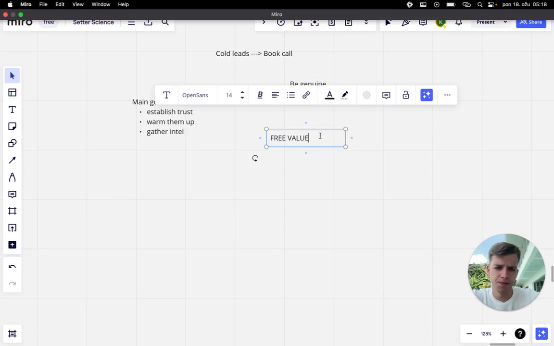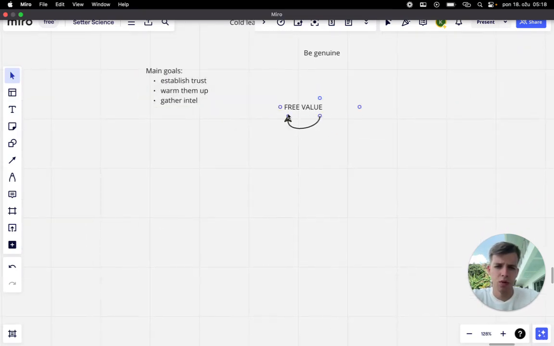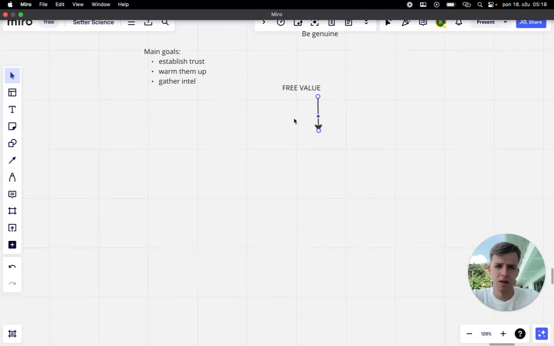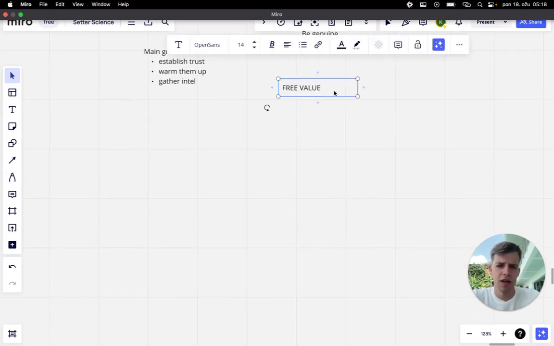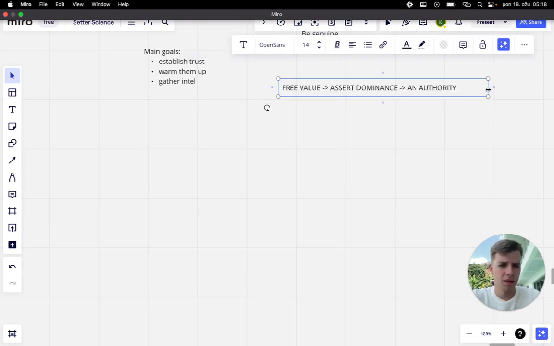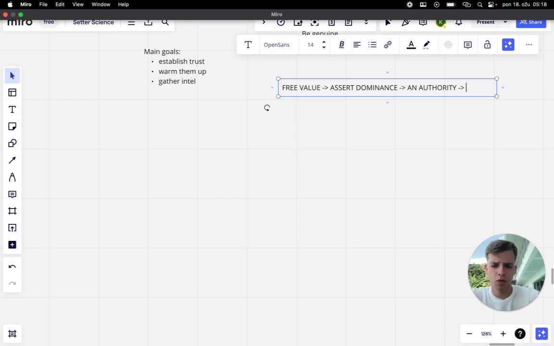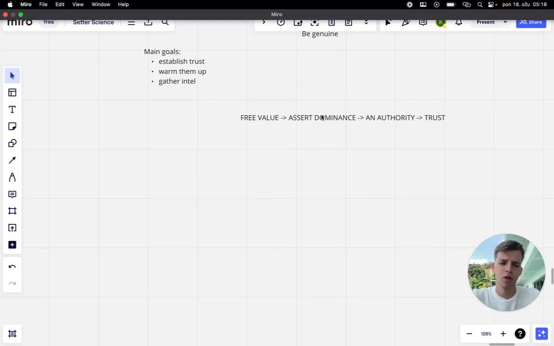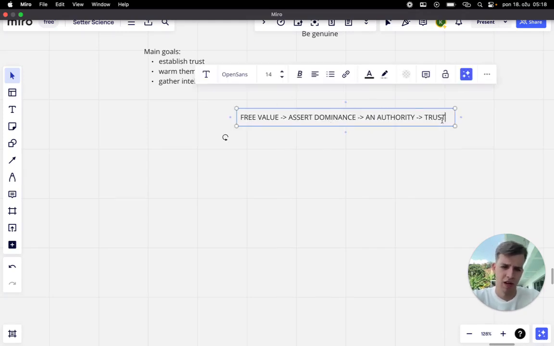So pretty much this is some sort of an equation. You have some sort of free value that you will use to assert dominance, which in other words presents you like an authority, and ultimately you're going to be trusted a bit more. Something like this. So all of these things you need to use to ultimately get that trust from them.